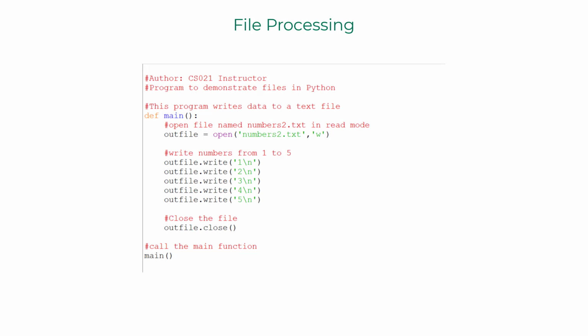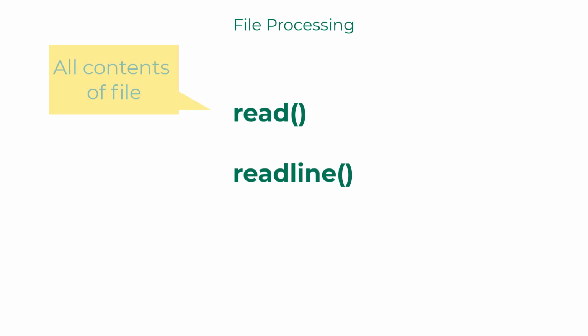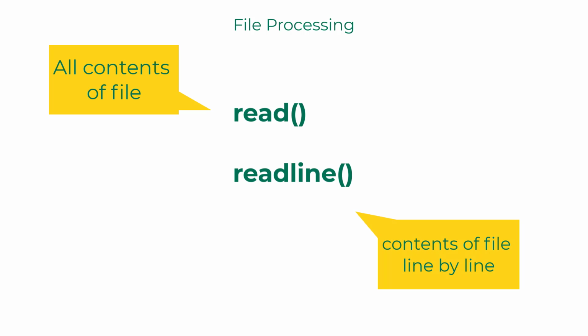In the earlier lecture, I gave you a glimpse of how to open and write contents to a file. In this lecture, we will spend significant time discussing how to read contents from a text file. When reading from a file, you can use the read method to read the entire contents of a file into one variable. Or you could use the readLine method, like the name suggests, to read one line at a time.